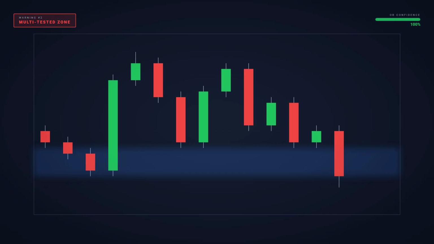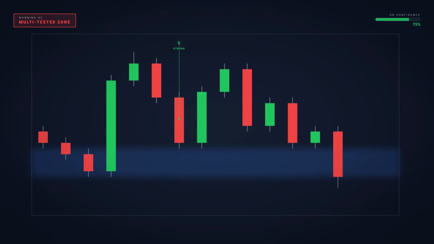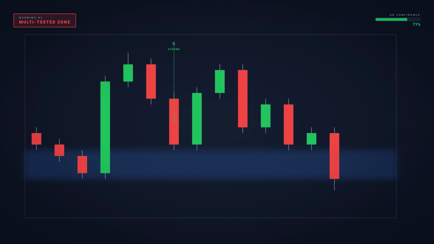The second warning sign is an order block that has been tested too many times. An order block is strongest the first time price returns to it. When the institutional interest that originally created it is still fresh, still referencing those price levels, still likely to re-engage there. Each subsequent test of the same zone reduces its reliability.